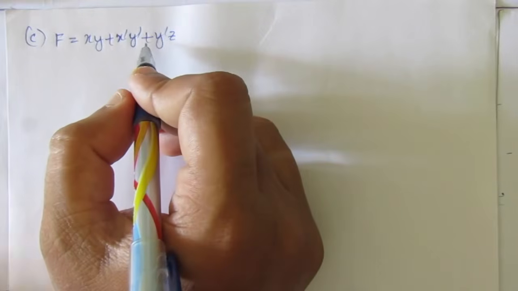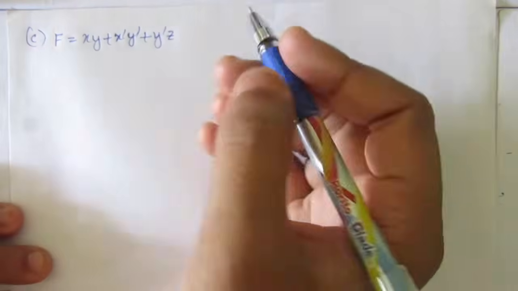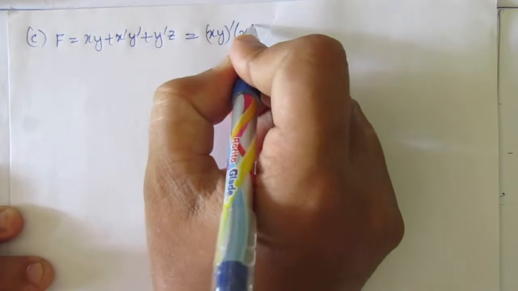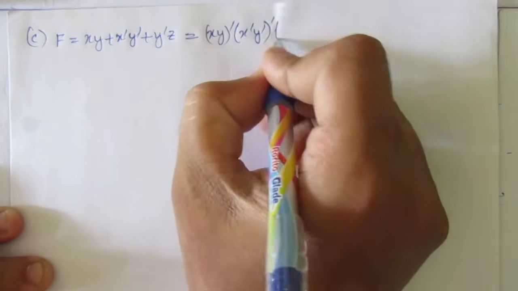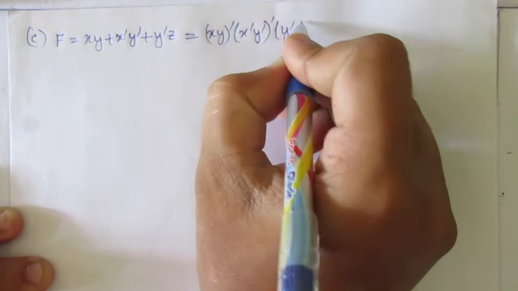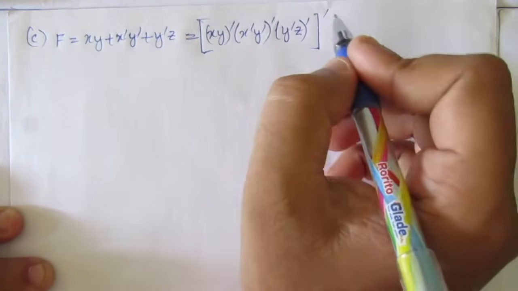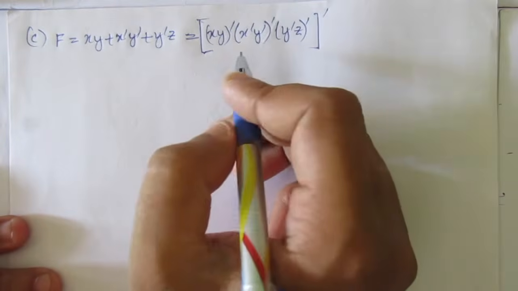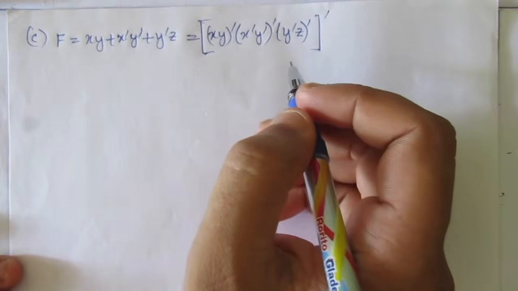So we have to convert this OR gate in terms of multiplication. So we can rewrite this expression as (xy)', (x'y')', and (y'z)', and we can use here another inverter, and when we expand this form we will get this term. Now we can see that we have only multiplication and inverter gates.